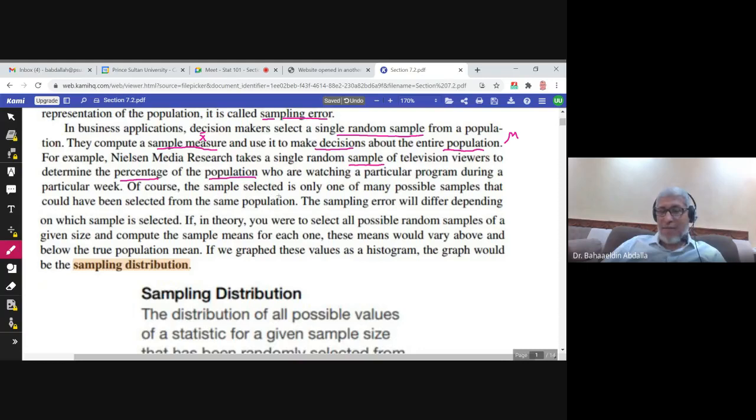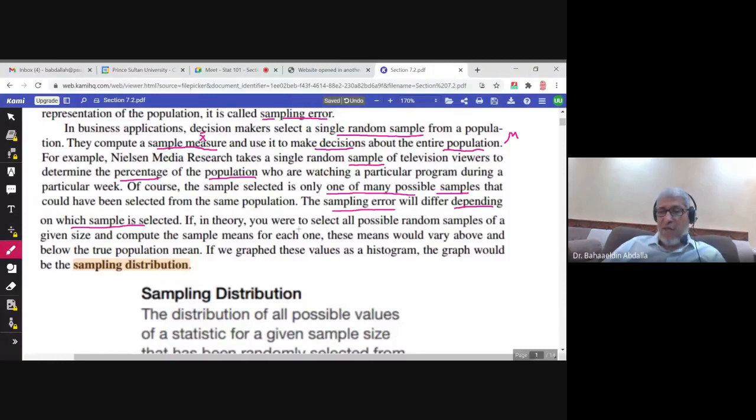Of course, the sample selected is only one of many possible samples that could have been selected from the same population. If they select another sample, it will be different. So for each sample, there is a sampling error. For each sample, there is an X bar. And X bar minus mu will be different for each sample. So the sampling error will differ depending on which sample is selected.